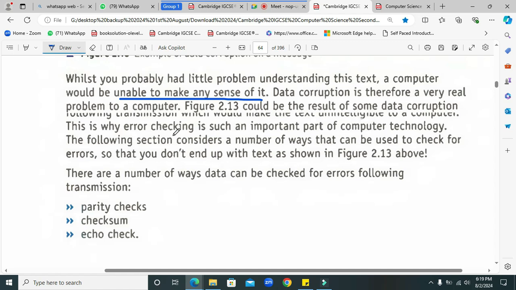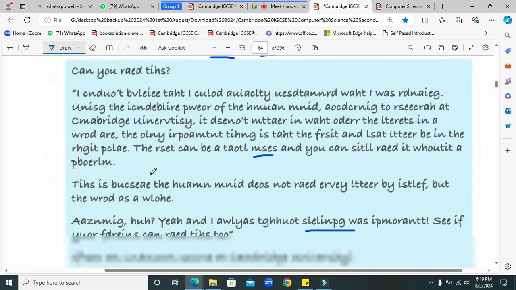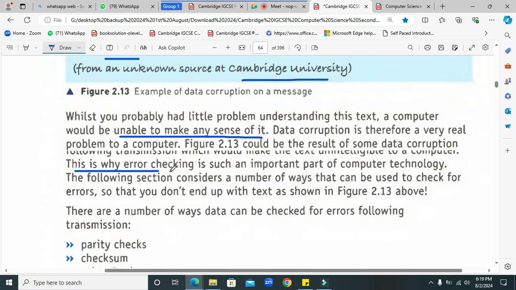Data corruption is therefore a very real problem for computers. Figure 2.3 could be the result of some data corruption following data transmission. Okay, this is the reason why error checking methods are important, because a computer doesn't make sense of this text. We need to correct it or rearrange it in the correct order, in the correct sequence. Checking is such an important part of the computer.